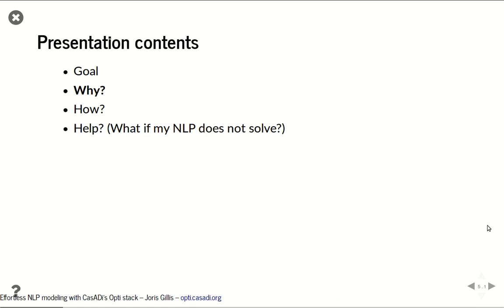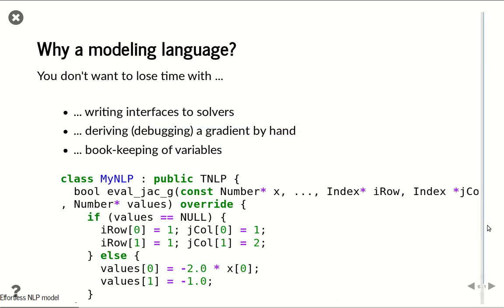Why would we want to do this? Why would you want to use a modeling language? Because you don't want to lose your time writing interfaces to solvers by hand. For example, the code here below would be a way to interface with IPOPT by overriding a C++ class and then specifying a function that computes the gradient.